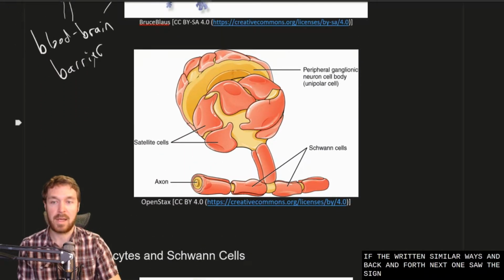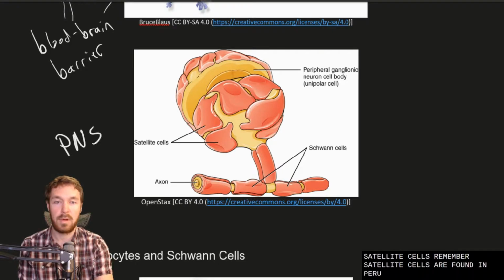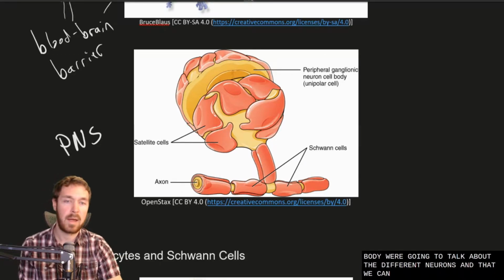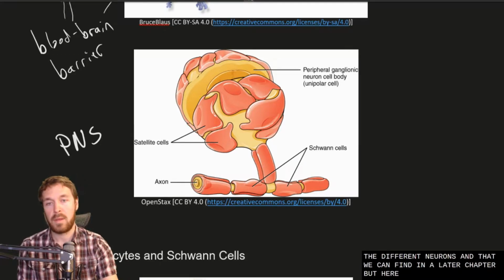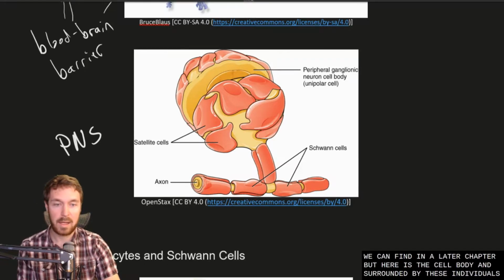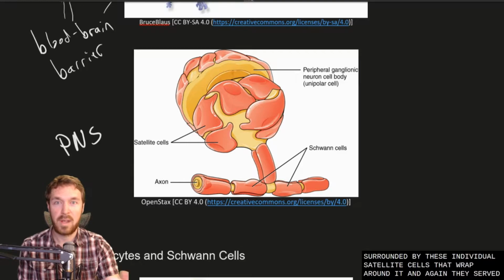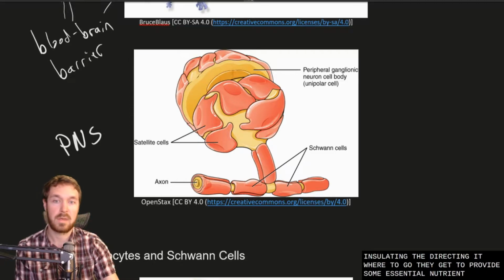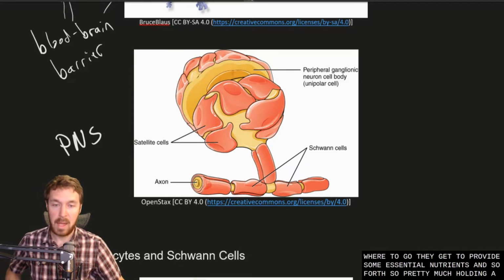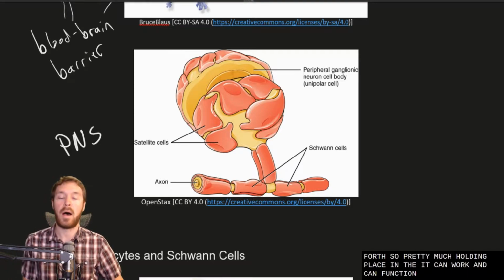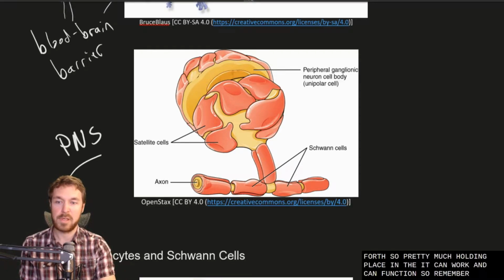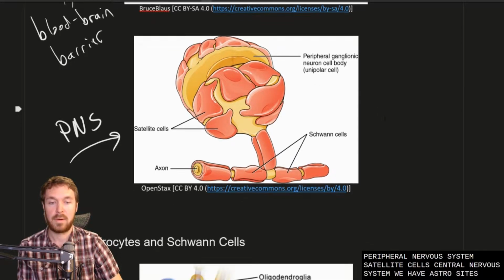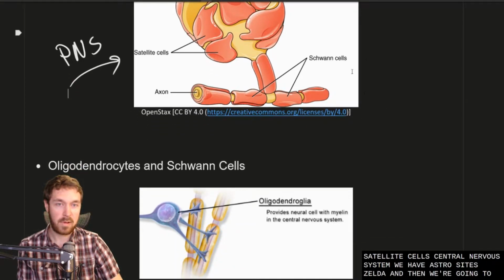Next are the satellite cells. Remember, satellite cells are found in the peripheral nervous system. If we're looking at a cell body, we're going to talk about the different neurons that we can find in a later chapter. Here, this is a cell body surrounded by these individual satellite cells that wrap around it. Again, they serve this protective feature. They're insulating, they're directing it where to go. They provide some essential nutrients and so forth. Pretty much holding it in place so it can work and function. So remember, peripheral nervous system, satellite cells; central nervous system, we have astrocytes. And then we're going to have the Schwann cell, which comes up next.